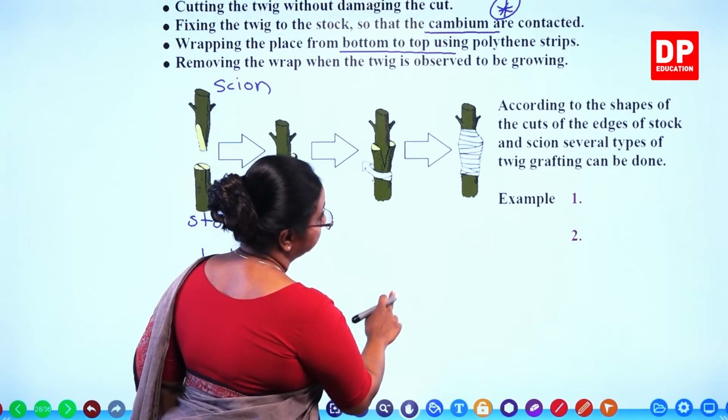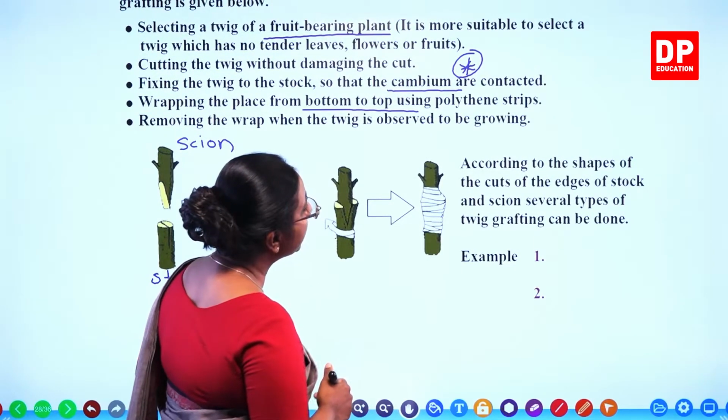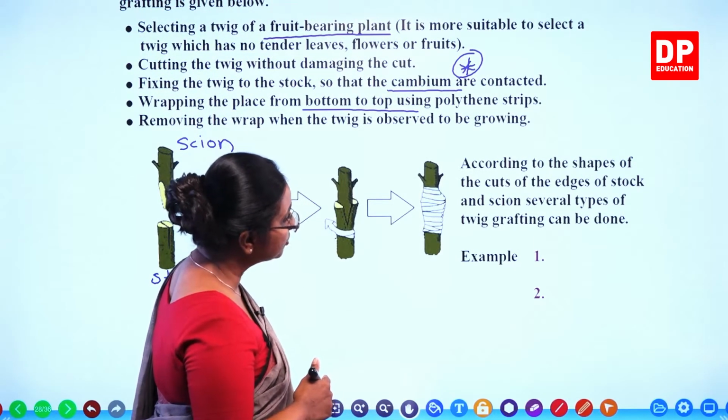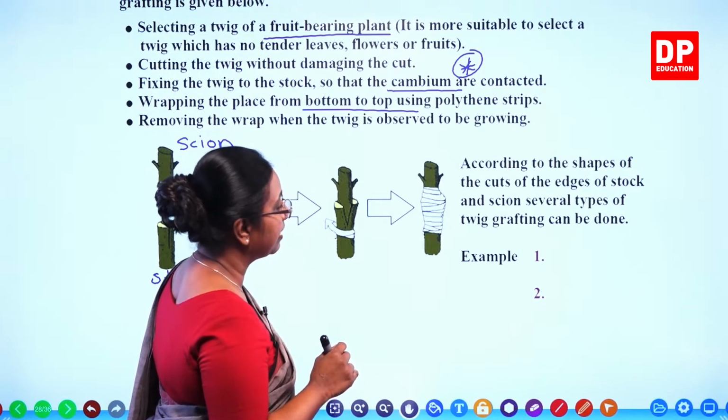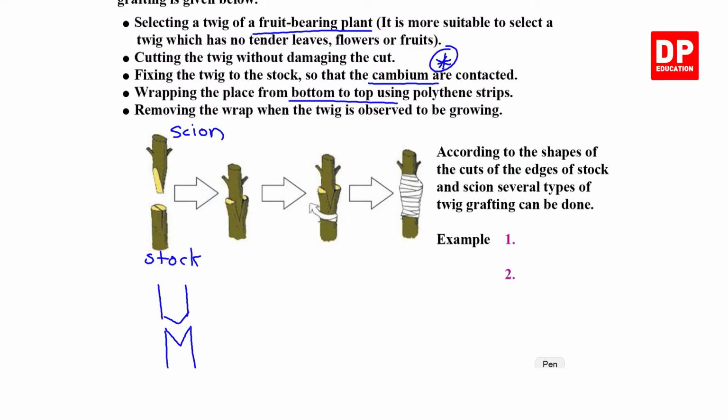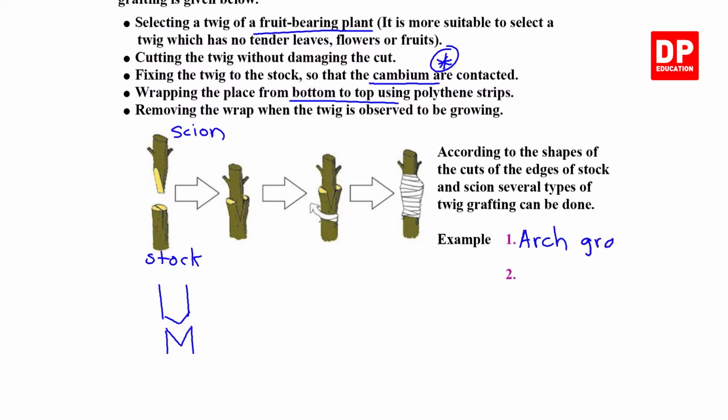Here also, according to the shape of the cuts of the edges of stalk and scion, several types of twig grafting can be done. So as example, we can consider arch grafting, and also peg grafting.